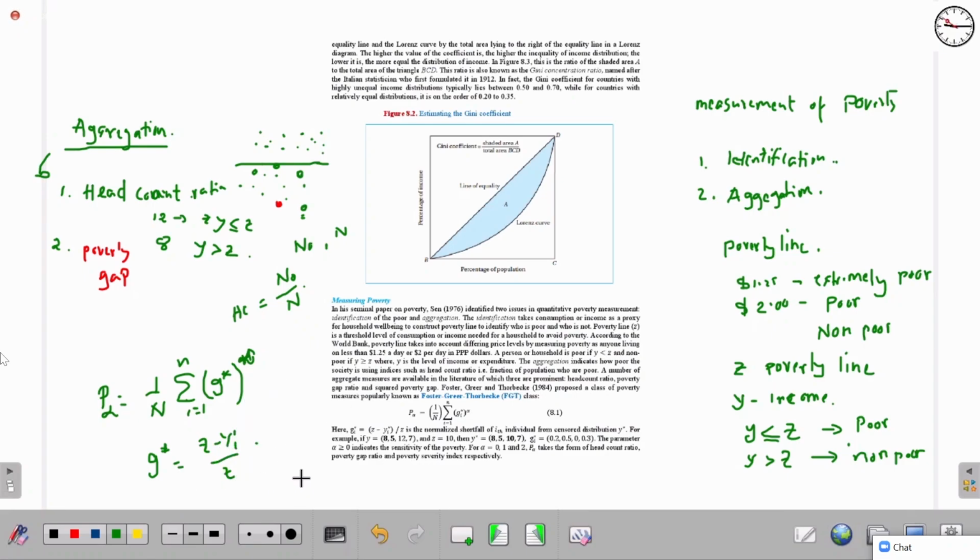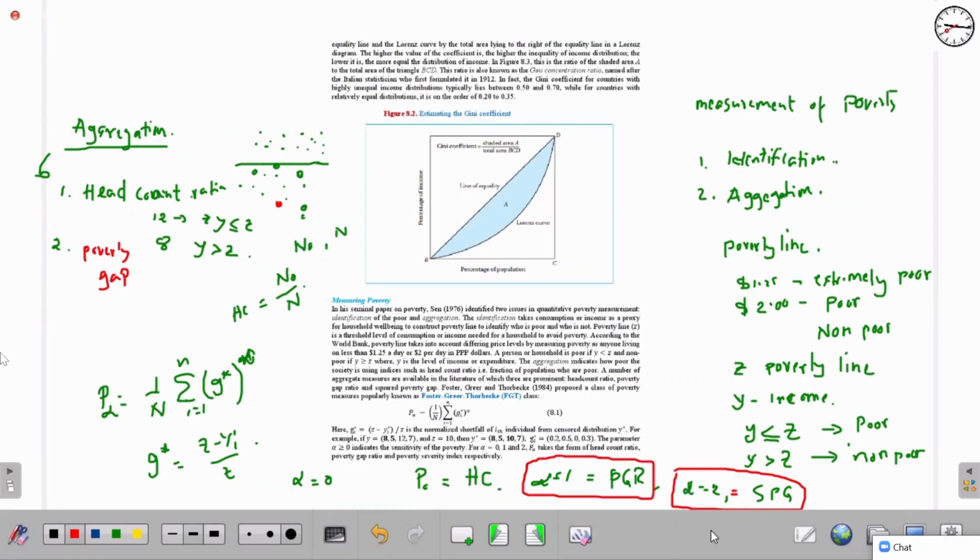If you put alpha equals 0, that means P0, we get the head count ratio, HCR. If we put alpha equals 1, we get the poverty gap ratio, PGR. And if we put alpha equals 2, we get SPGR, the squared poverty gap ratio.